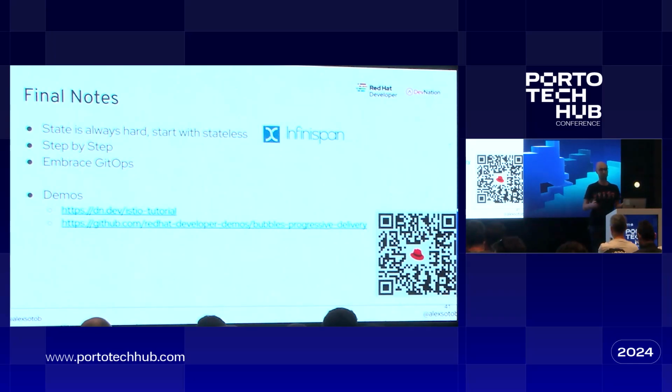Finally, embrace GitOps. You've seen that there are a lot of YAML files or JSON files out there. So embrace GitOps, put everything in YAML. In this case, I recommend ArgoCD for managing all this stuff automatically, so you do not need to do kubectl all the time. And finally, you've got here the demos. This is the bubbles demo. You've got here all the instructions, the shell scripts, and everything to make it run.